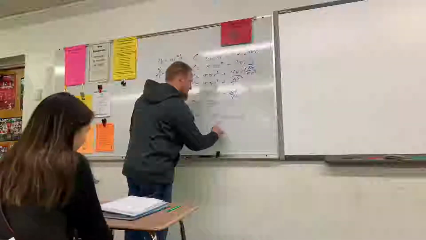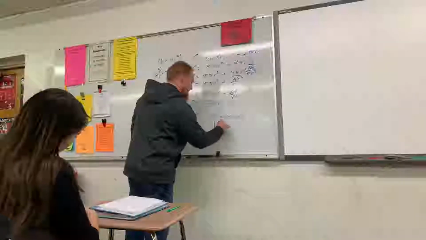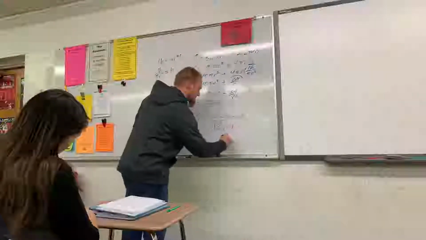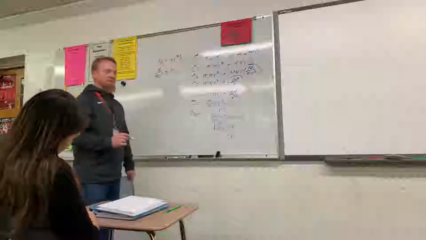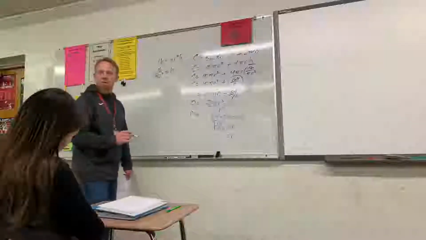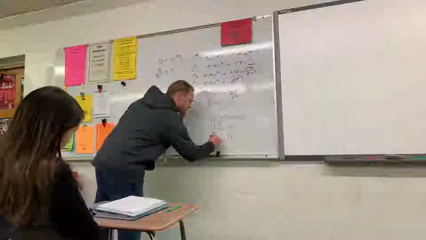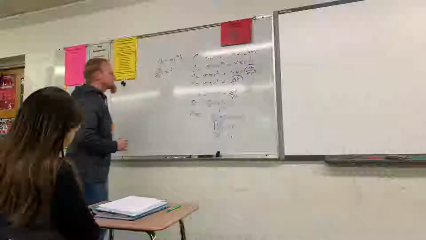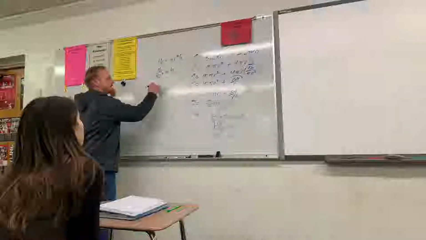So 64 over 20 pi, and then the cube root of that is going to give me r. So what does that mean r is? 2.167. All right. So my radius, do I have units?